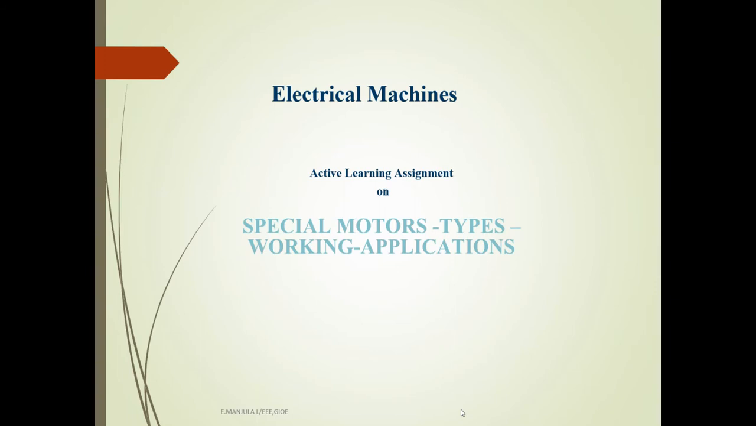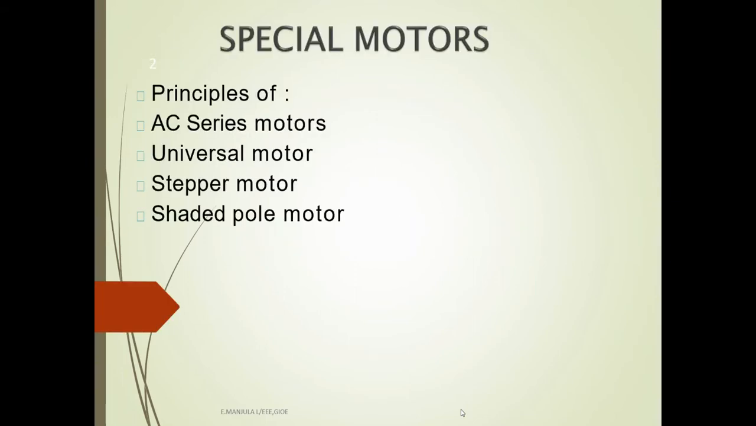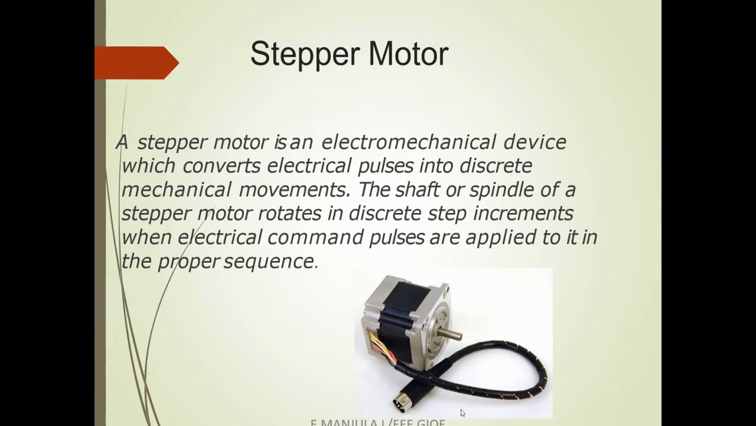Today we will discuss special motors, how many types there are, and their working and applications. The types of special motors are the AC series motor, universal motor, stepper motor, and shaded pole motor. In the last session we discussed single phase induction motors, where the shaded pole motor is one of them. It is also a special motor. Fine, we'll first discuss the stepper motor.